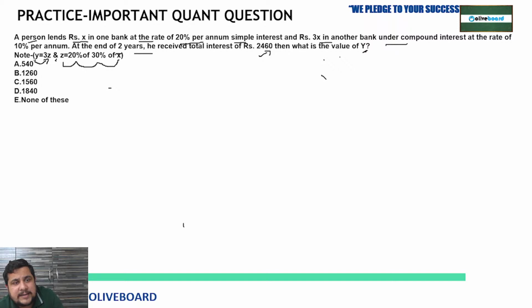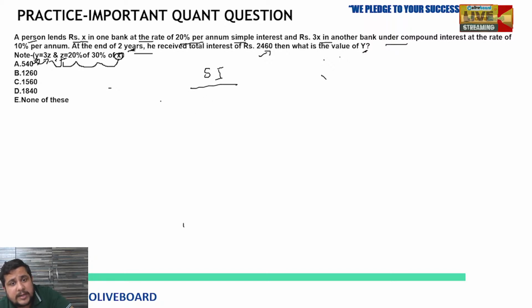So now finally this is related to X. So by X we will calculate Z, and when we know the value of Z, we can calculate the value of Y. So first of all, we must know the X, that is the money, right? A person lends how much rupees? X in one bank at the rate of 20% per annum simple interest. For how many years? So at the end of 2 years they are talking about, so simple interest.